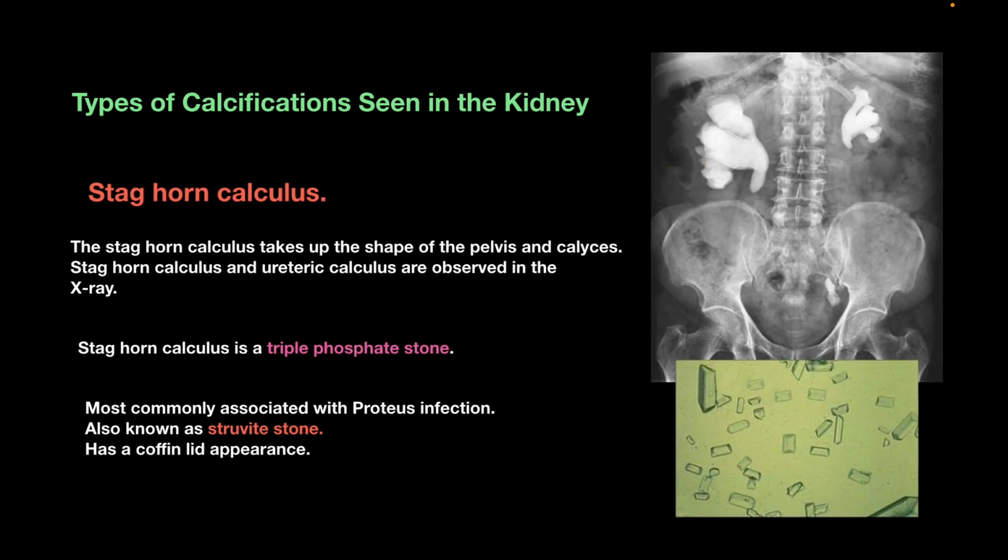Staghorn calculus is a triple phosphate stone and it is most commonly associated with Proteus infection, also known as struvite stone, and it has a coffin lid appearance. Look over here, this looks like a coffin lid on microscopic examination. So this is the staghorn calculus.